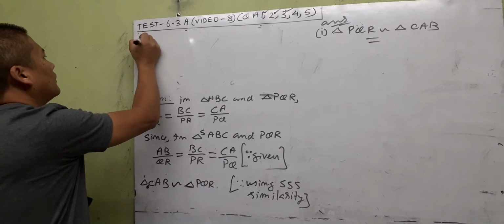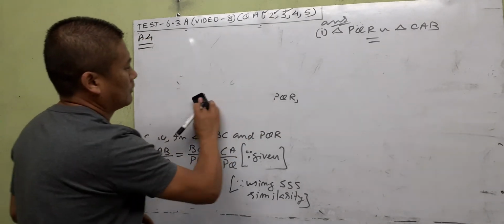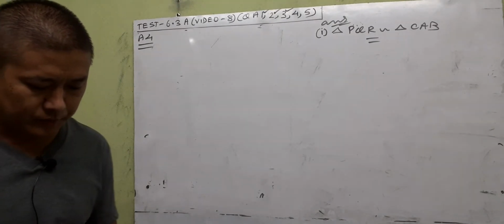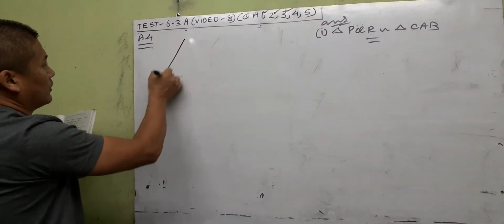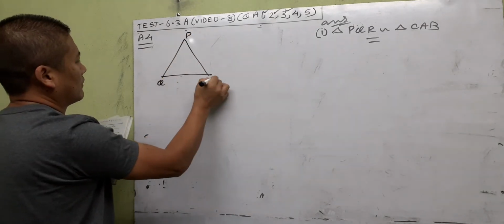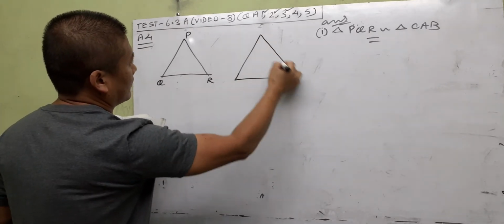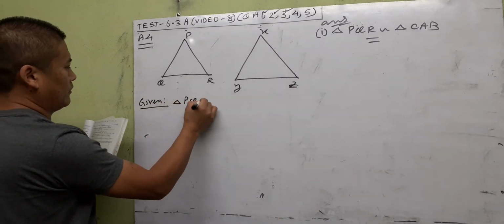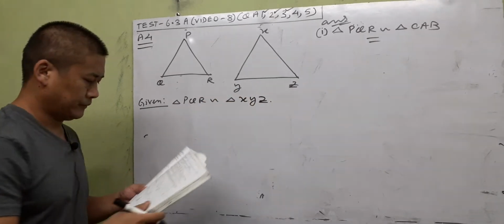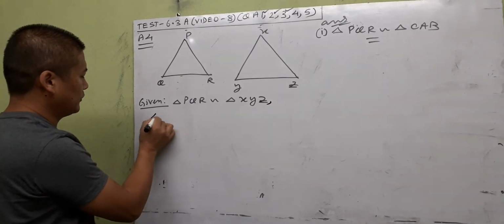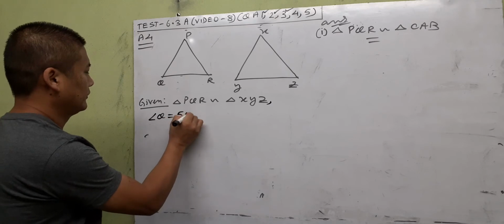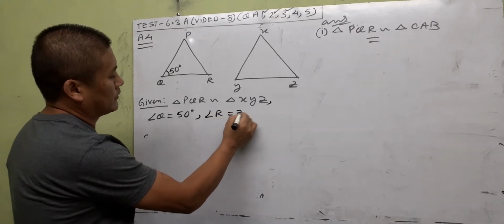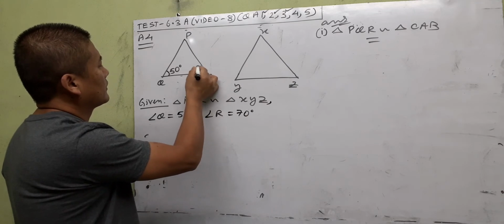So here, A4. Let me read the question. Triangle PQR similar to XYZ. So PQR similar to XYZ, already given. So let us write down given: PQR similar to XYZ, clearly given. Then some more things are given: angle Q equal to 50 degree, so this is 50 degree, and angle R equal to 70 degree. So this is 70 degree.